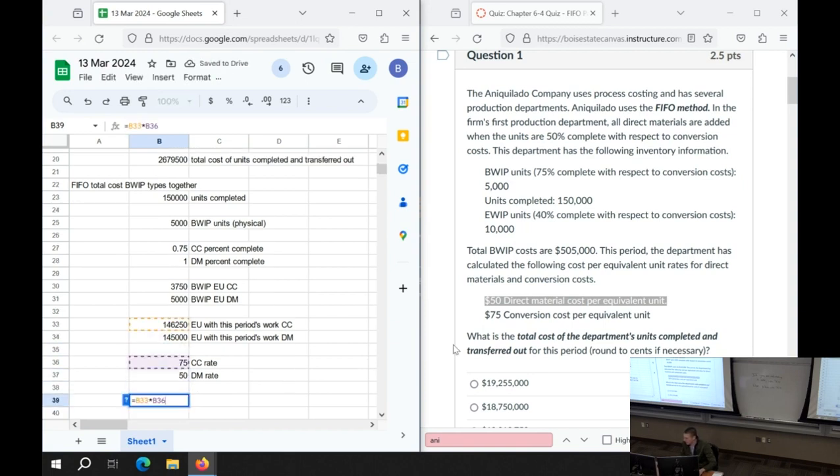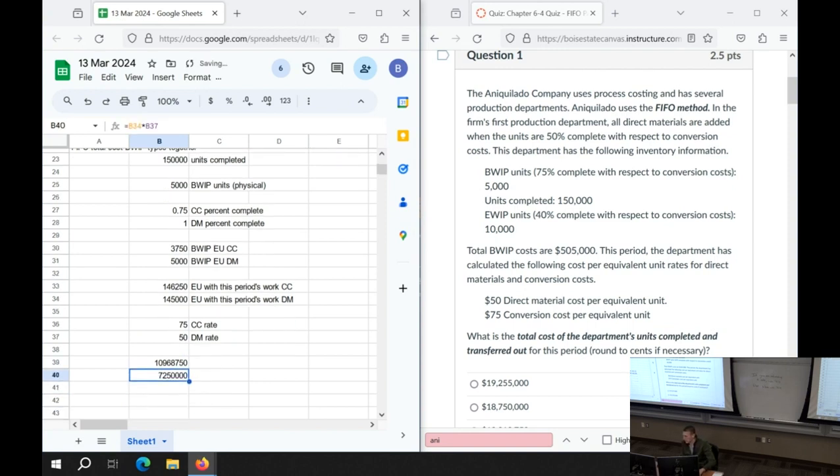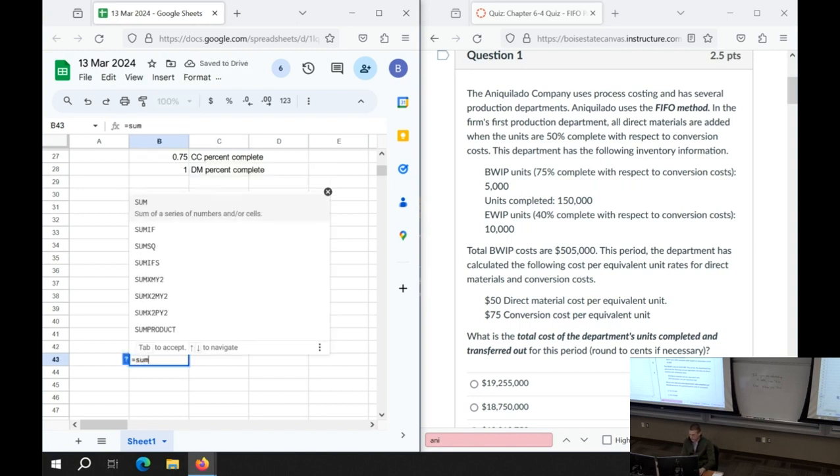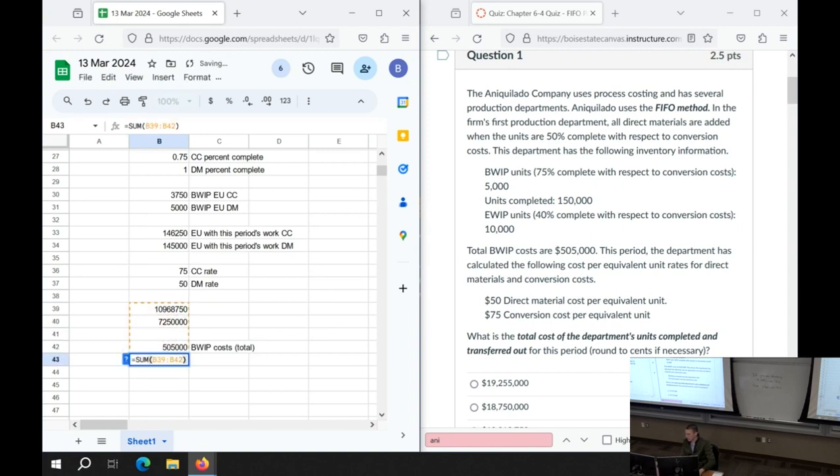So the CC rate of 75 times the equivalent units completed with this period's work with regard to conversion costs gives us 10 million. And do the same thing here with direct materials, and we get, looks like, 7.25 million. And then we can add in the beginning WIP costs, which are a compound of direct materials and conversion costs.